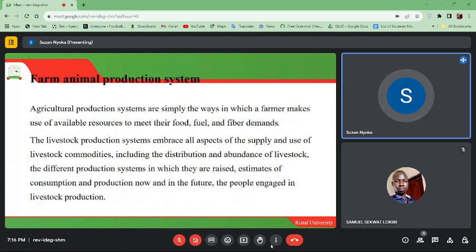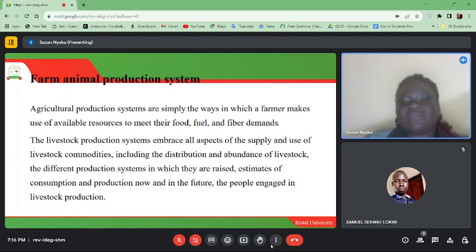Farm animal production system. Agricultural production systems are simply the ways in which a farmer makes use of available resources to meet their food, fuel, and fiber demands. The livestock production system embraces all aspects of the supply and use of livestock commodities, including the distribution and abundance of livestock, the different production systems in which they are raised, estimates of consumption and production now and in the future, and the people engaged in livestock.